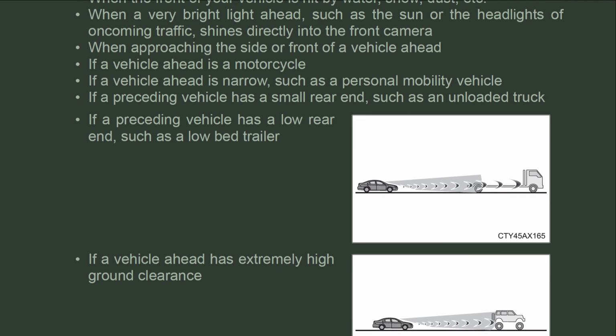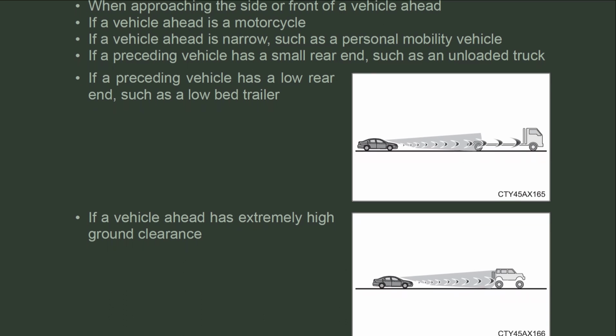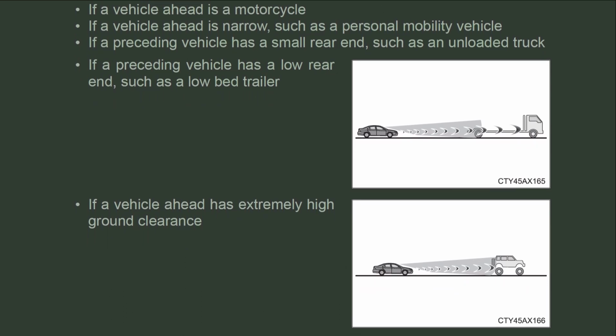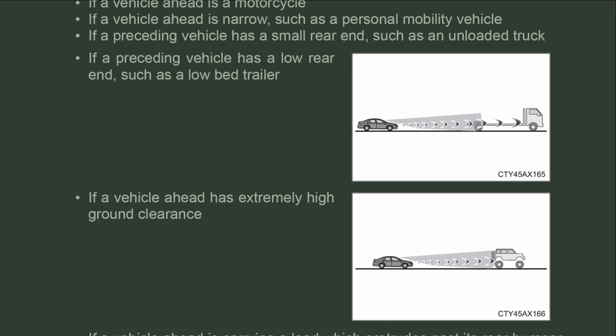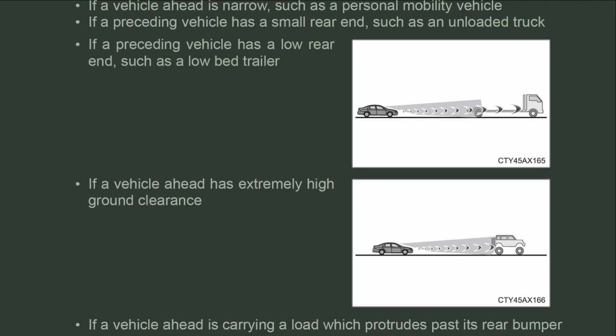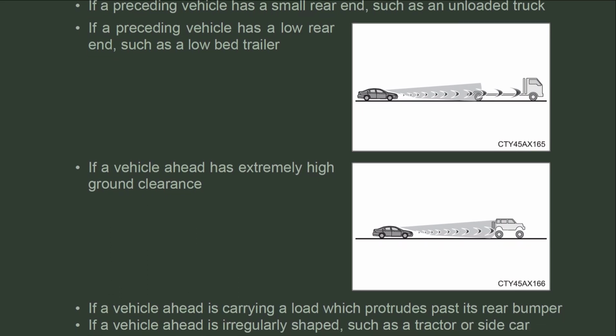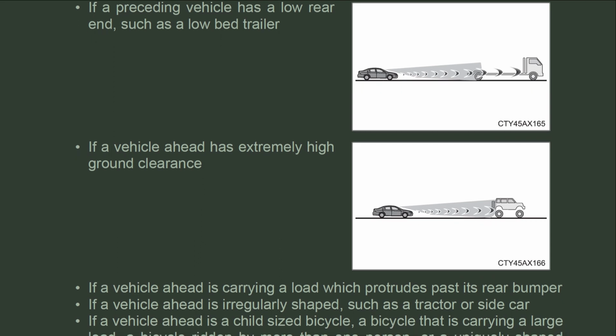If a vehicle ahead is a motorcycle. If a vehicle ahead is narrow, such as a personal mobility vehicle. If a preceding vehicle has a small rear end, such as an unloaded truck. If a preceding vehicle has a low rear end, such as a low bed trailer. If a vehicle ahead has extremely high ground clearance.